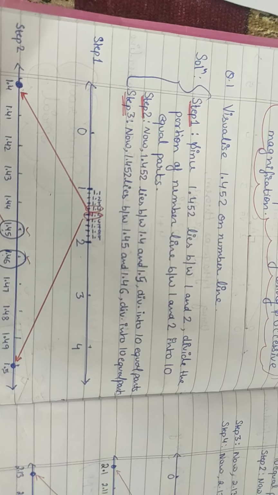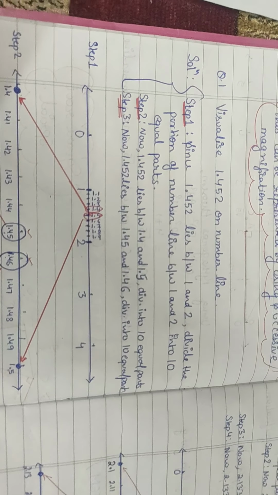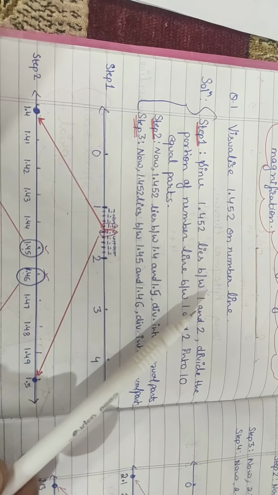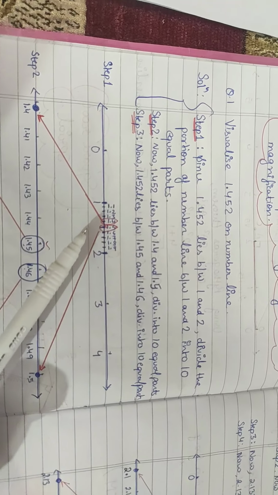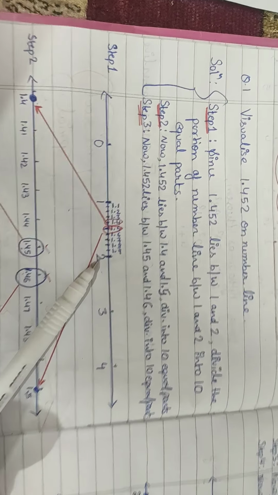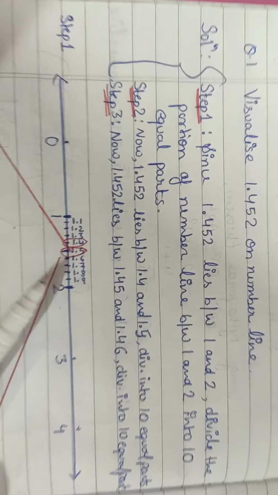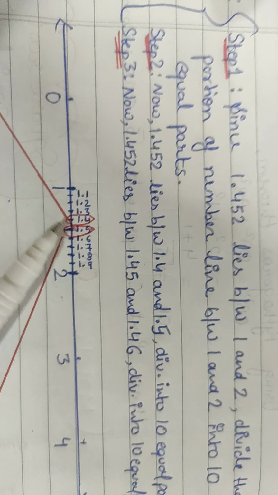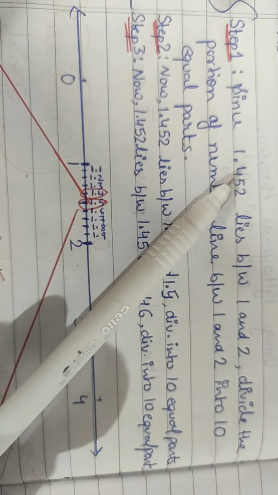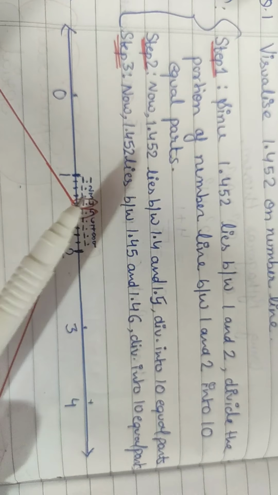The very first one is I want to locate 1.452 on a number line. As a first step, this number lies between 1 and 2, so we got the interval. We are going to divide this interval into 10 equal parts and name it as 1.1, 1.2 and so on. Now you see the 10th place is 1.4. It means it lies between 1.4 and 1.5.